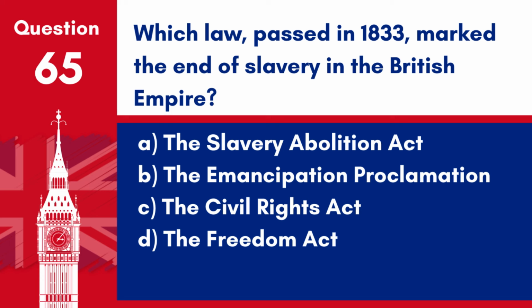Question 65. Which law, passed in 1833, marked the end of slavery in the British Empire? A. The Slavery Abolition Act. B. The Emancipation Proclamation. C. The Civil Rights Act. D. The Freedom Act. Answer. A. The Slavery Abolition Act. The Slavery Abolition Act of 1833 effectively ended slavery throughout the British Empire.